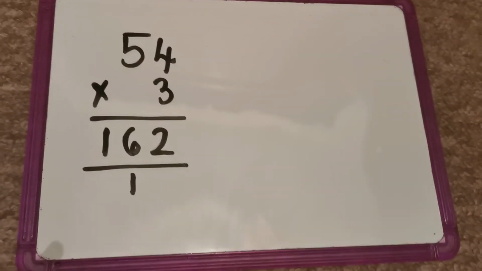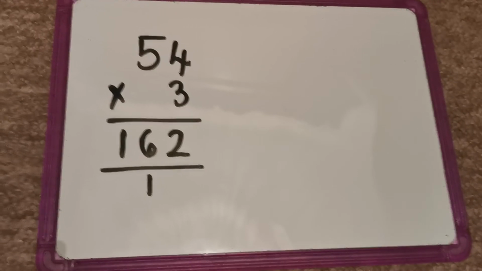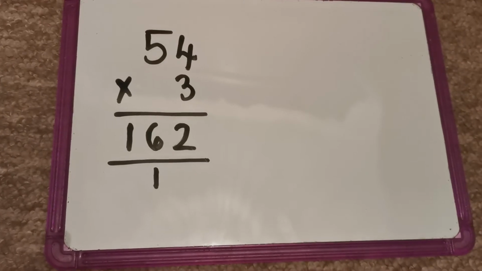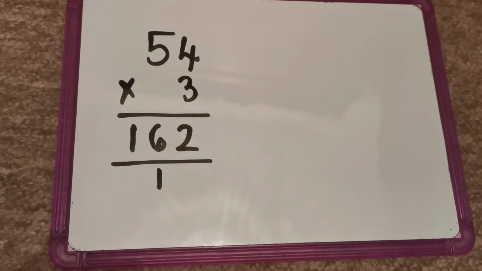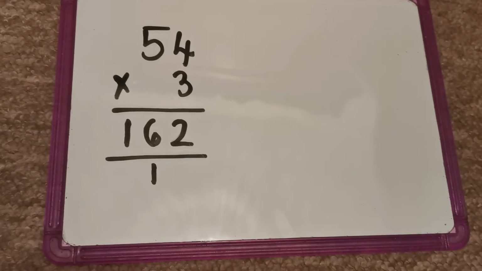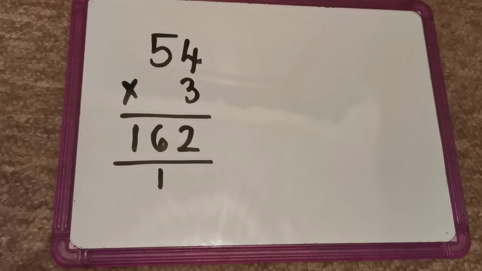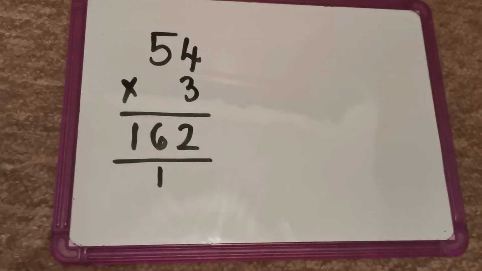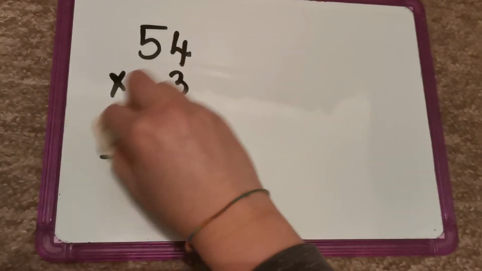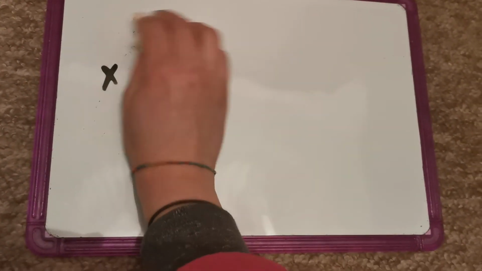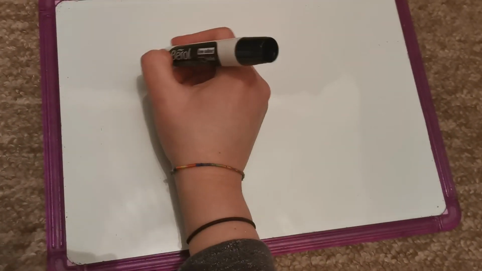As you can see, the written method here works really well because I have to regroup, particularly in the ones and the tens. The grid method would probably get quite messy and quite confusing if I did it that way. So definitely use the written method for when you're regrouping in the ones and the tens, especially with bigger numbers as well, because then it becomes more efficient and you don't have to do the two-step process. Right, let's have a look at the next one.